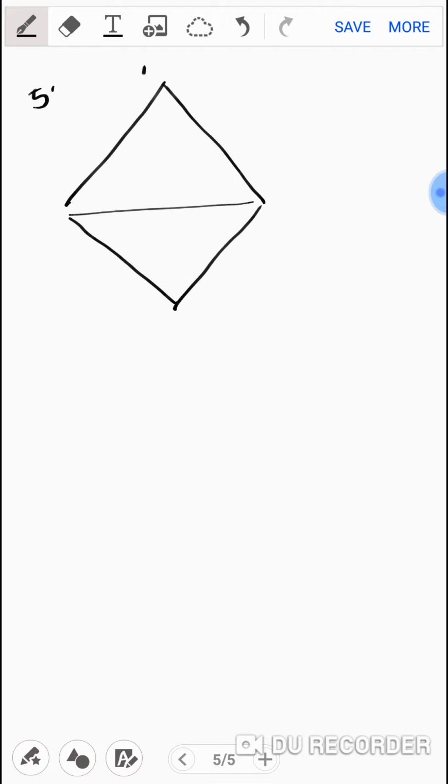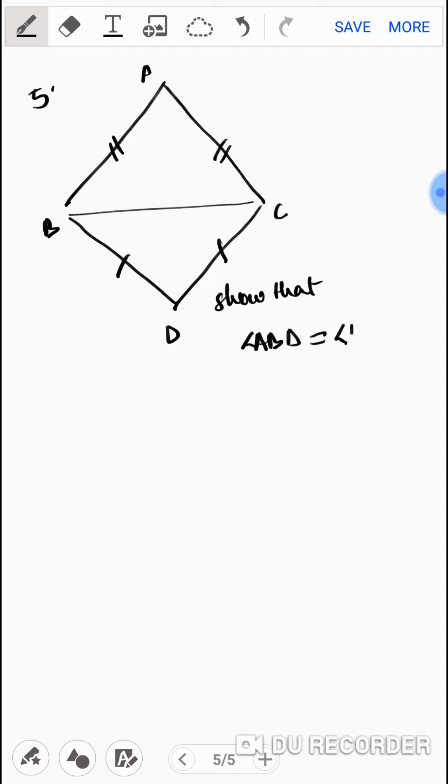It says triangle ABC and BDC are isosceles triangles on the same base BC. You have to show that angle ABD is equal to angle ACD. What you have to find, my dear kids, is that ABD is equal to ACD.